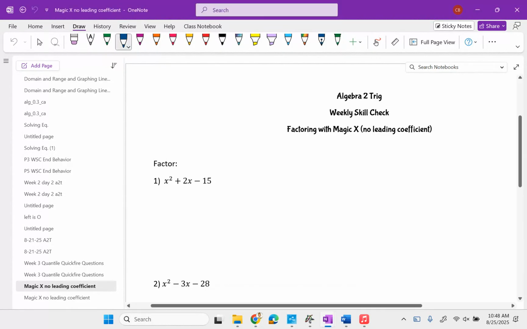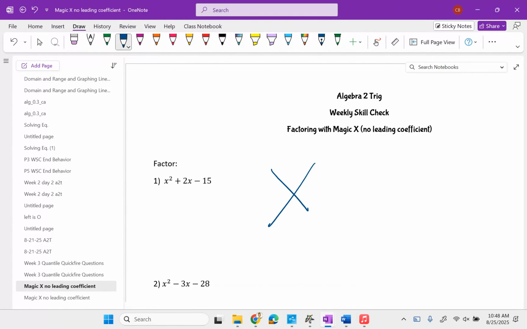Okay. So I'm going to take an X. And it's a big symbol. It's not the letter X. It just looks like an X. I am going to take, technically, the 1 times the 15, and I put that up top. So it's 1 times negative 15.